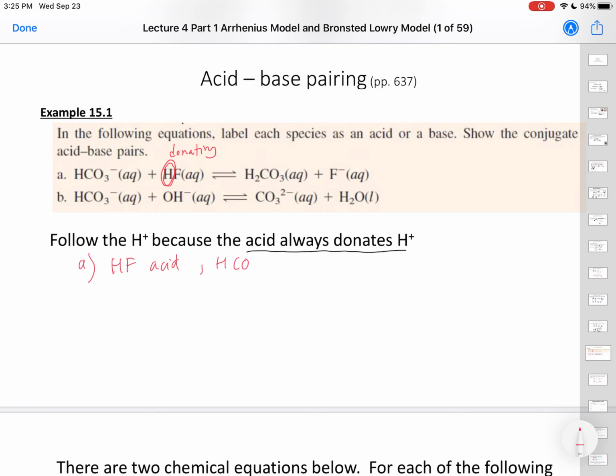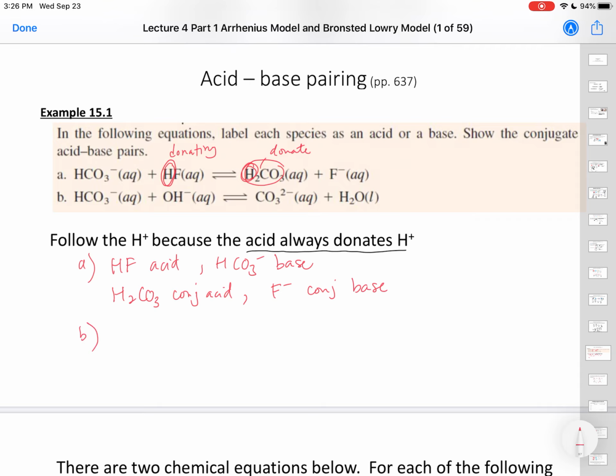Okay, and the HCO3- is the base. Okay, because it does accept H+. Okay, and in terms of the conjugate, okay, this is going to donate an H if you reverse the reaction. So therefore, because it's going to donate, that is the conjugate acid. So H2CO3 is your conjugate acid. Okay, and therefore F- must be your conjugate base.